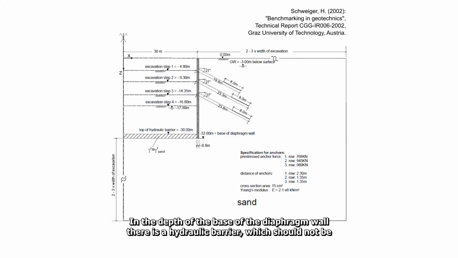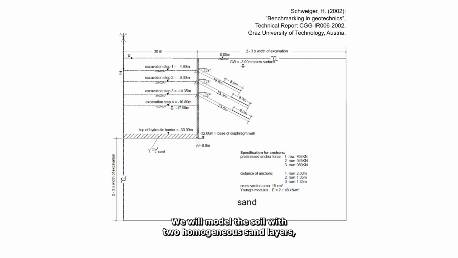At the depth of the base of the diaphragm wall, there is a hydraulic barrier, which should not be considered as a structural support, but having the same mechanical properties as the surrounding soil. We will model the soil with 2 homogeneous sand layers: medium dense sand above -20 meters and dense sand below.